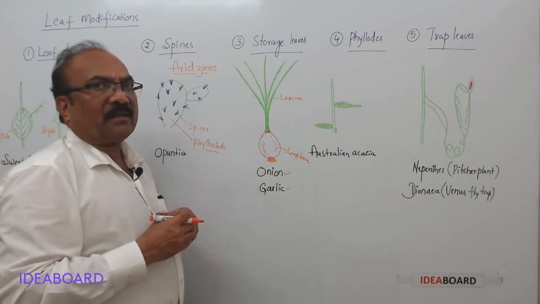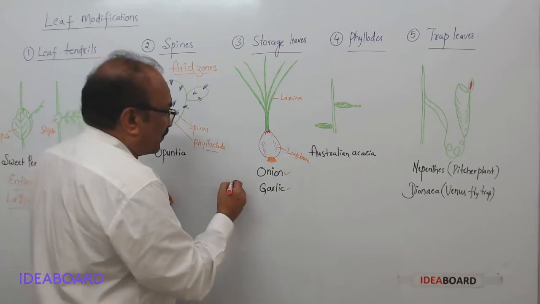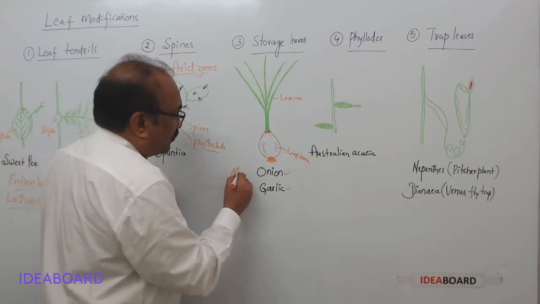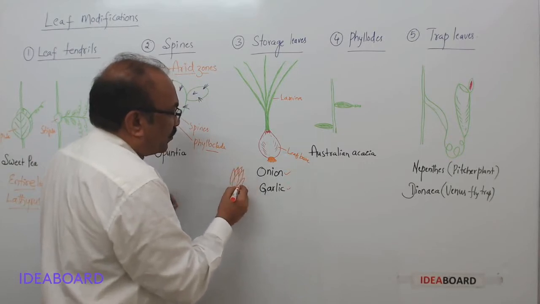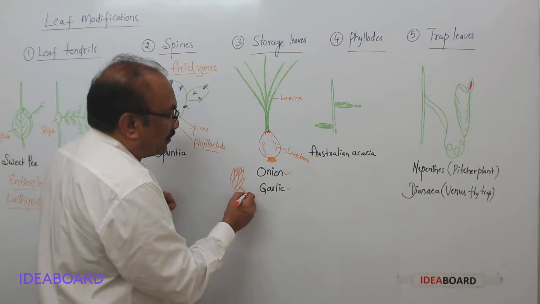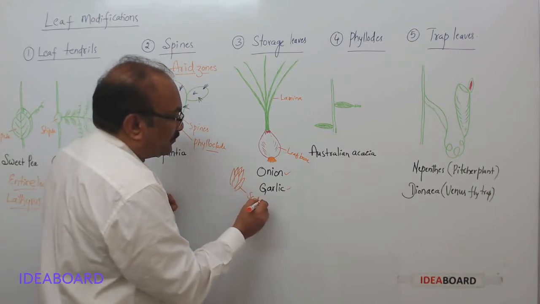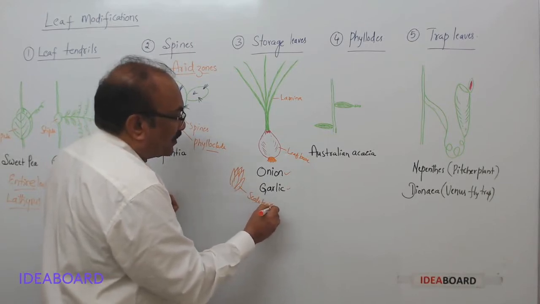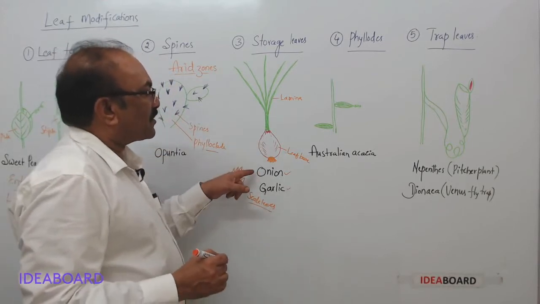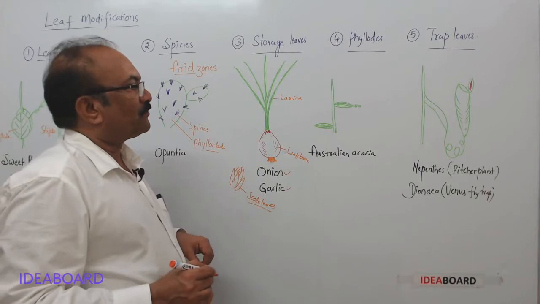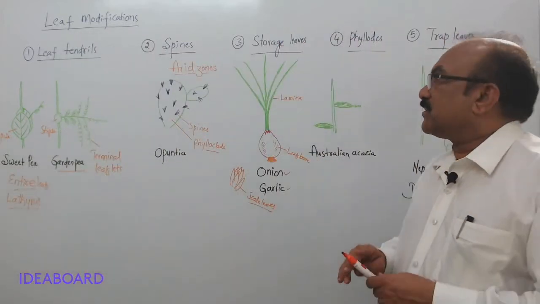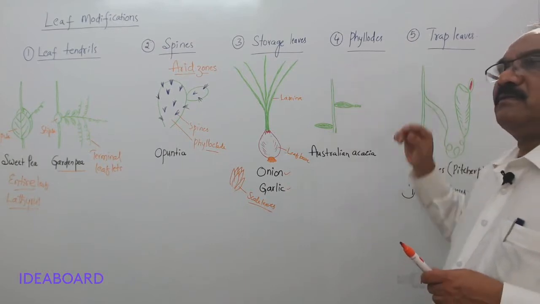And in the case of garlic, of course, you will find some structures like this. And we call them garlic cloves, and these cloves are scale leaves. So the scale leaves are storing the food material in garlic, whereas leaf bases are storing food material in onion. Okay, now let us come to the fourth modification, that is phyllode.